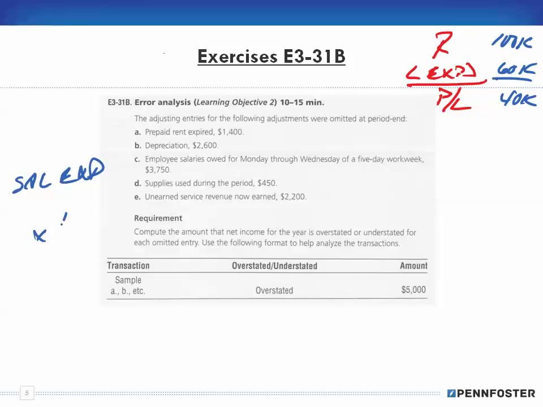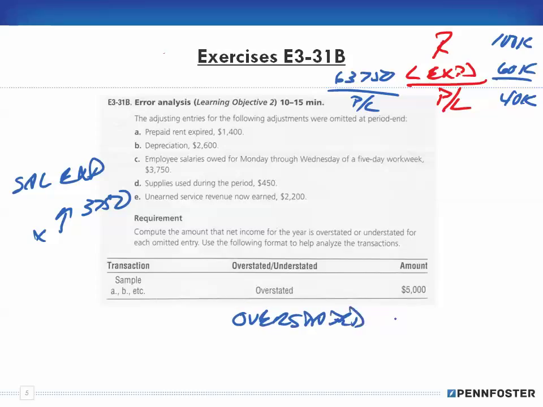And if I'm debiting salary expense, I'm increasing it by $3,750, which means I don't have the $3,750 as part of the 60,000. So if I make the entry, I end up with 63,750. And because of that increase, my profit or loss is going to be less than the 40,000, which means by not making that entry, I'm overstated by the $3,750.